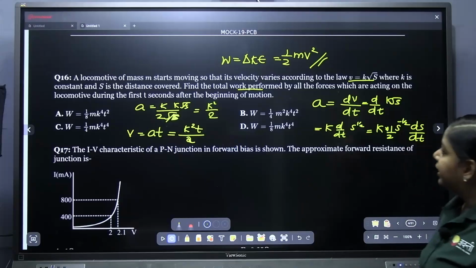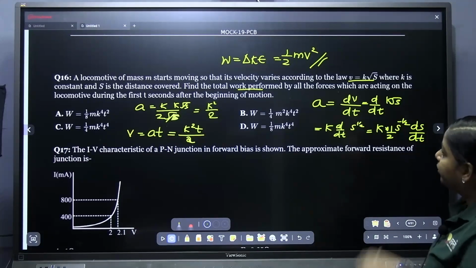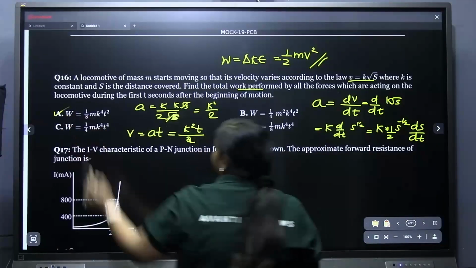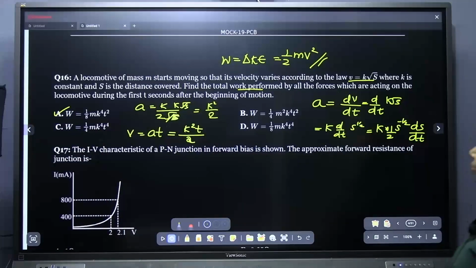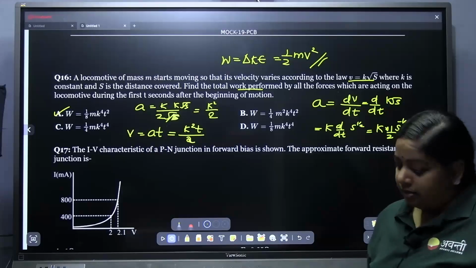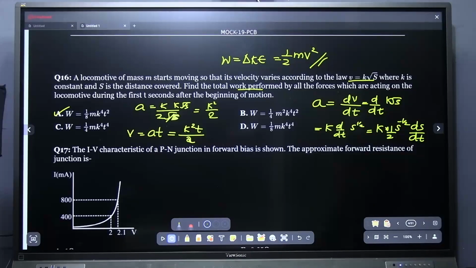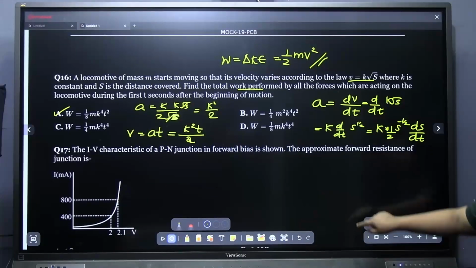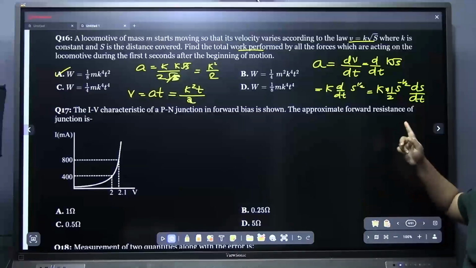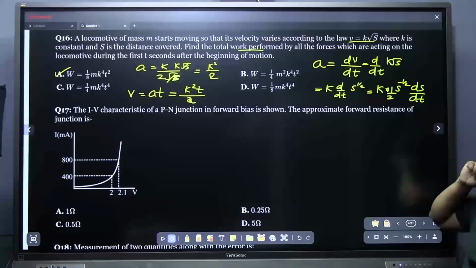Answer will be 1 by 8 m k to the power 4 t square. Option A. Okay. Yes, very good. Option A is the answer. Next one, 17. Question number 17. Is it clear for all? Question 16.